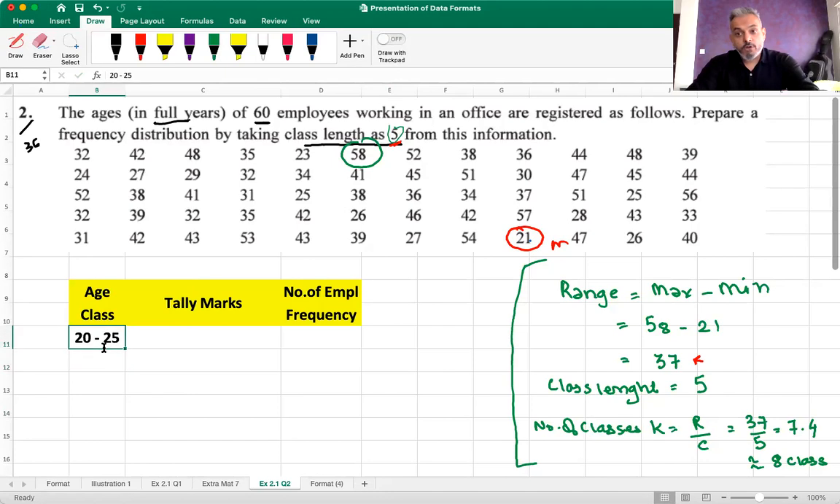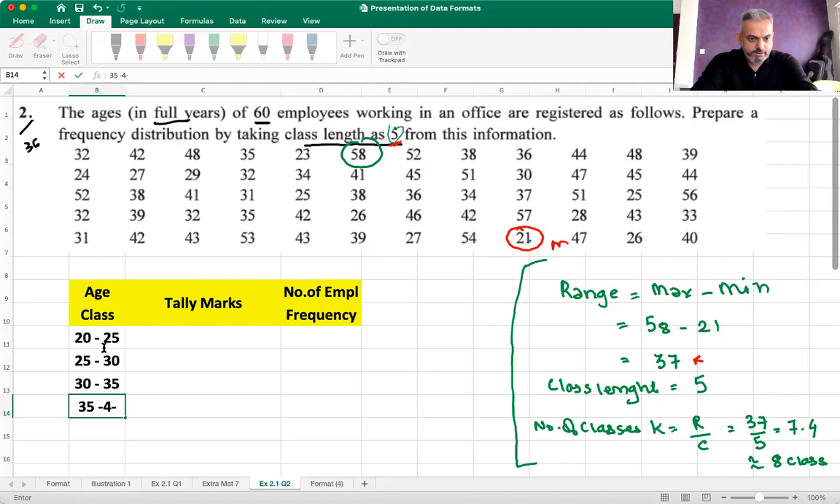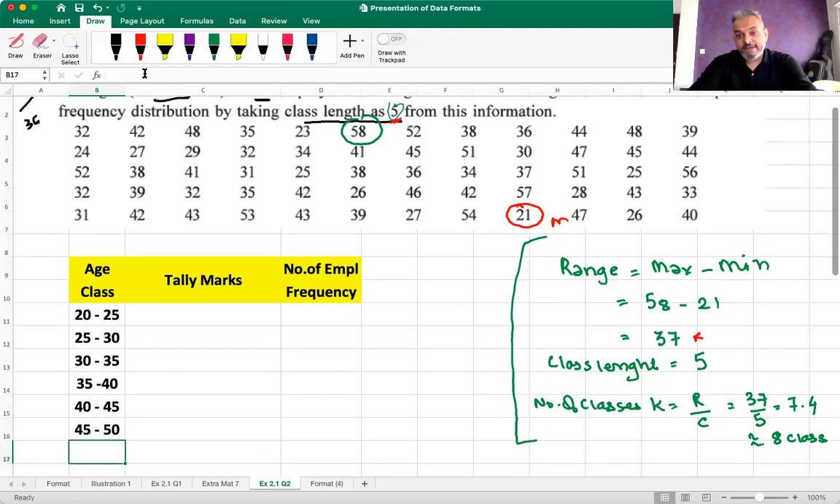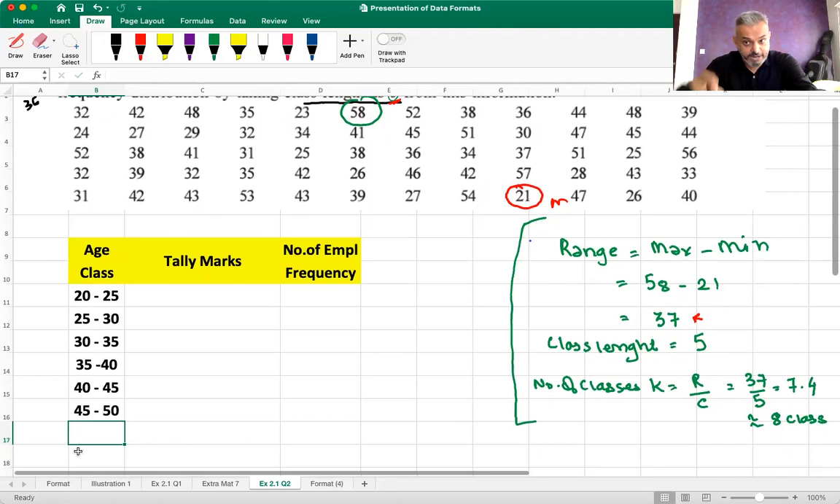We will go for exclusive frequency distribution only, right now. Second class, we will take 25 to 30. Third, 30 to 35. Fourth, 35 to 40. Then 40 to 45, then 45 to 50. Where do we have to go till? We want 58, so we have to go till we get 58.